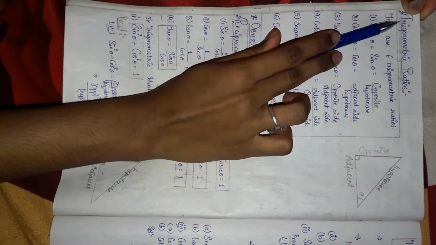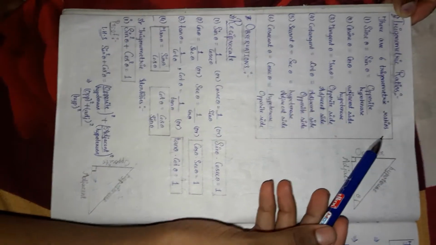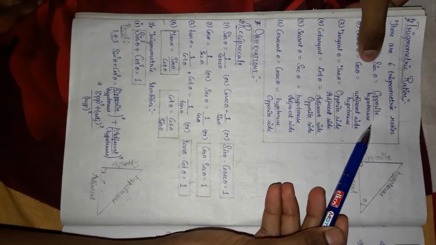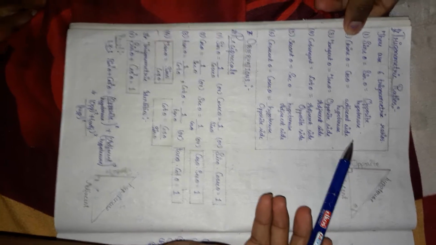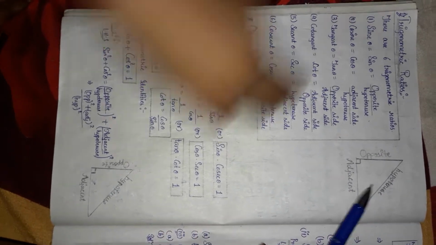Hello friends, I am going to explain the trigonometric ratios. There are 6 trigonometric ratios. First one is sine theta, that is sine theta is equal to opposite by hypotenuse. How to remember all these formulas easily: see, opposite by hypotenuse.